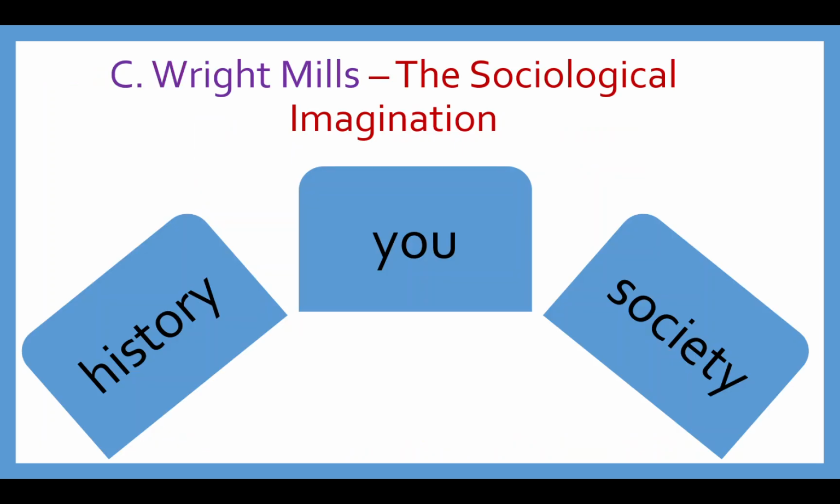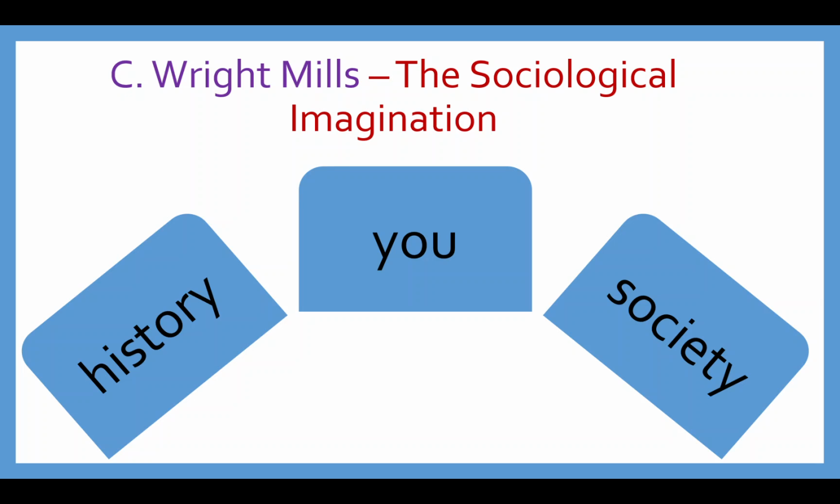So keeping this idea of large social structures in mind, I want to introduce you to C. Wright Mills, who is a very well-known sociologist. He was an American, and he taught sociology at Columbia University. He wrote a book called The Sociological Imagination, first published in 1959.